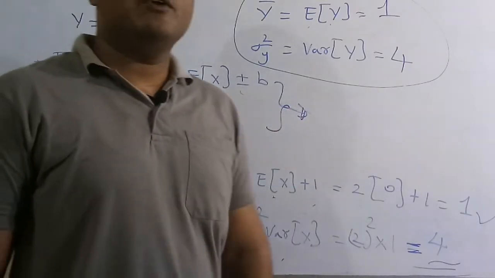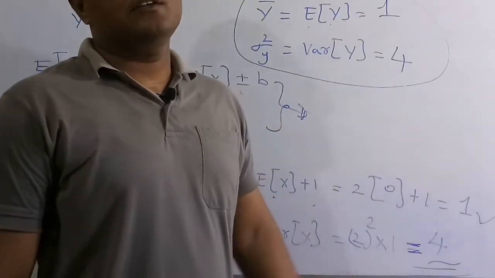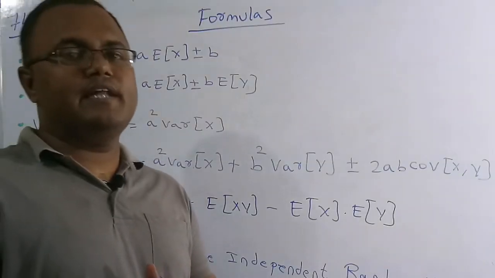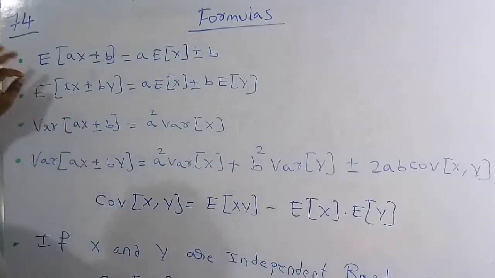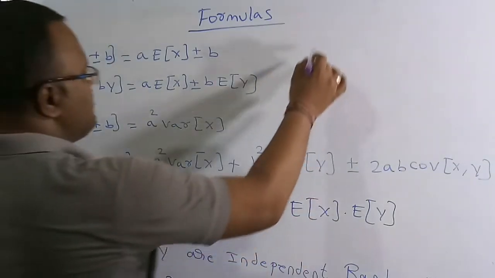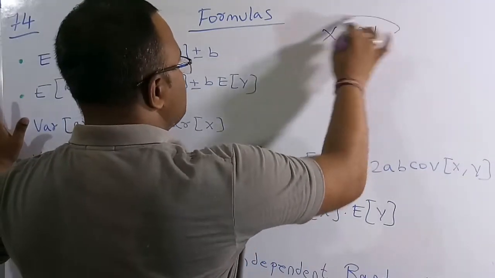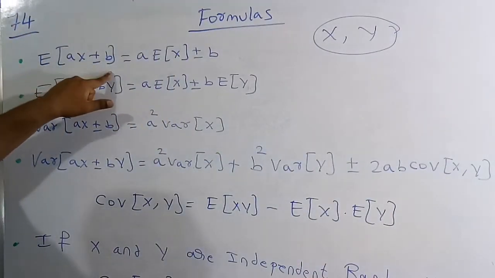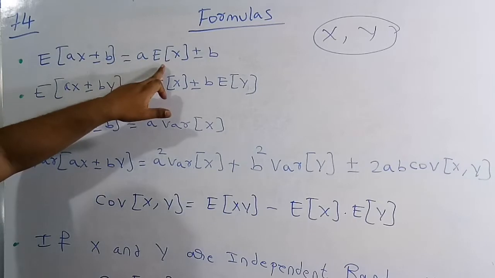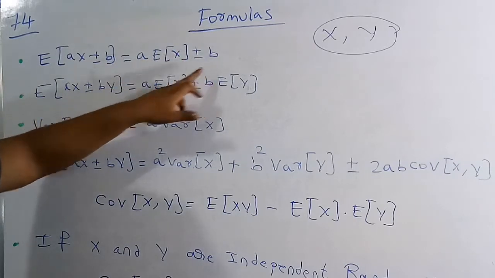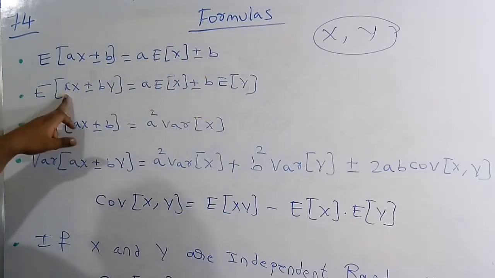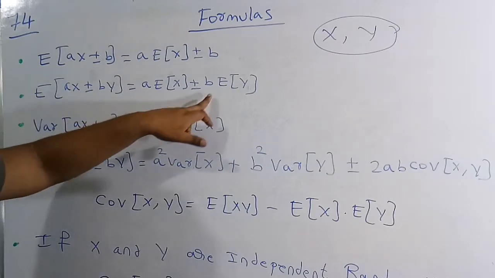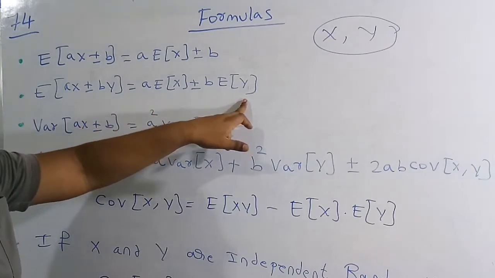Now we'll discuss some more important formulas regarding these concepts. Suppose x and y are random variables. Then the expectation of ax plus or minus b is equal to a into expectation of x plus or minus b. Similarly, the expectation of ax plus or minus by is equal to a into expectation of x plus or minus b into expectation of y.